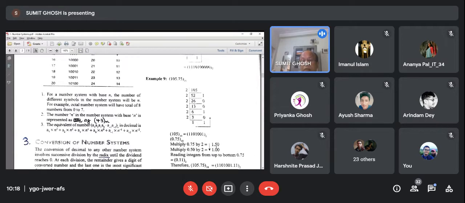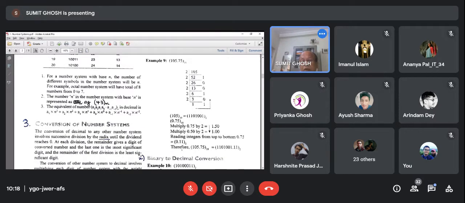1101001, and then after the decimal point, you start from the top. You get a 1 here and a 1 here. So it is 0.11. Okay, is it clear?